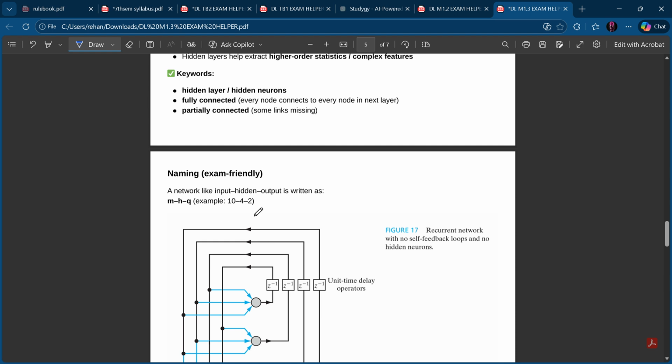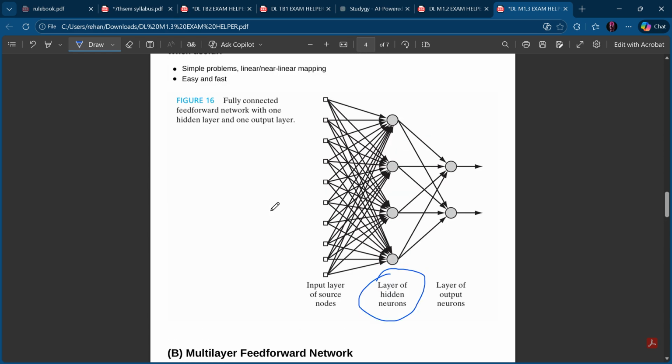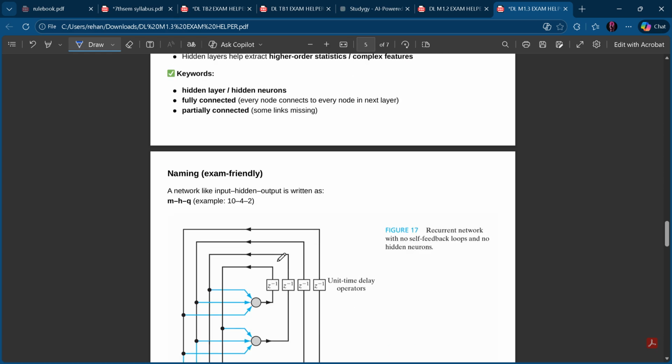Then the naming example: a network with input, hidden, output is written as m-h-q. For example, 10-4-2. Here 10 is the input layer, 4 is the hidden layer, and 2 is the output layer. So this is 10-4-2, same thing.